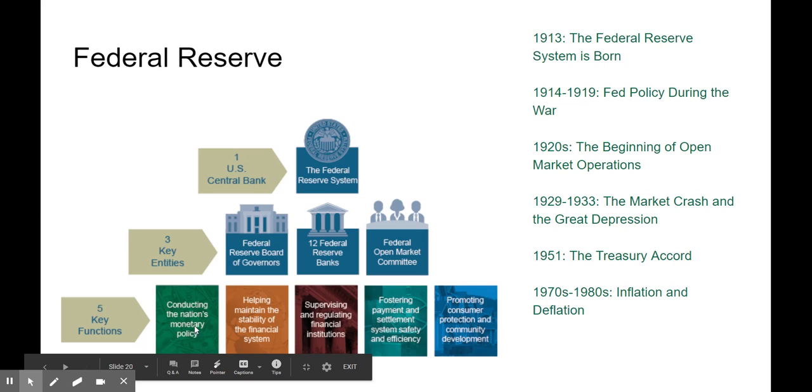And its key functions include conducting the nation's monetary policy. Remember, that's not the same as fiscal policy. Congress spends money. That is fiscal policy. It also helps maintain the stability of the financial system and supervises and regulates financial institutions. So these two go hand in hand. It fosters payments and settlement systems of safety and efficiency, so loaning, for instance, to banks, and promotes consumer protection and community development. So this is the modern makeup.